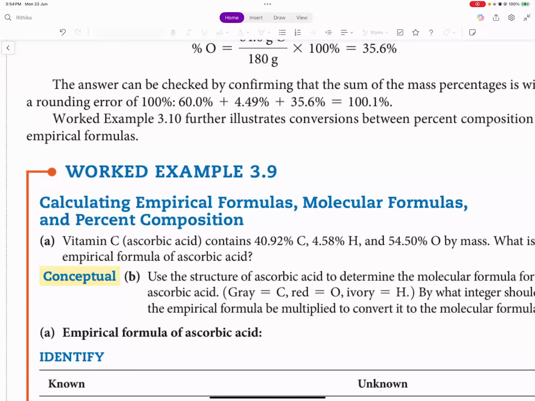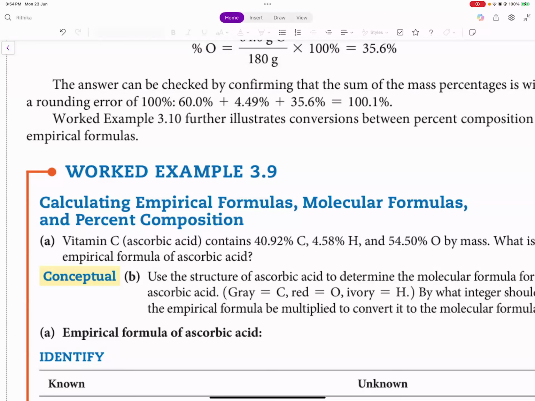See, how did you go wrong? How did you start? Okay. What did you get? I mean, initially you got the moles. Yeah, for the moles, I got carbon as 3.41, hydrogen as 4.58, and oxygen as 3.40 mole. So which was the smallest? Oxygen, 3.40. You divided everything by 3.40. Yeah. Then what did you get? C1H1.3O1.